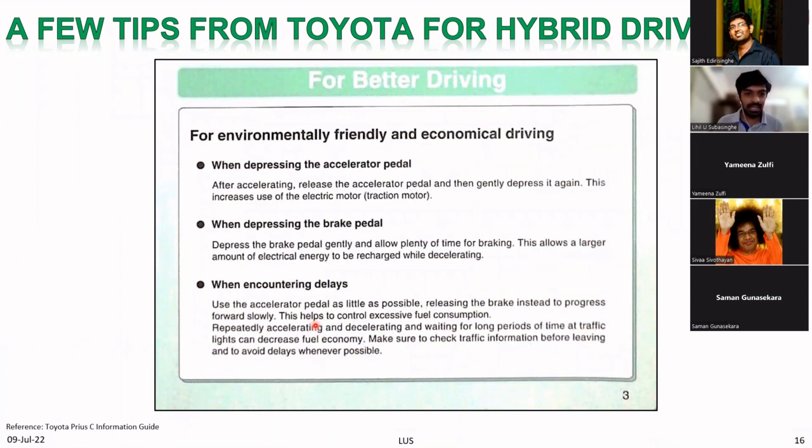Now, I have taken this from this book. This book is actually for the Toyota Prius C. I don't know whether you can see it, it's not clear, by the way. Maybe later I will show you. Anyway, I have put it here. The Toyota Aqua is the Japanese model of the international Toyota Prius C. It's very similar. This is the information guide from Japan. This document comes with the vehicle.